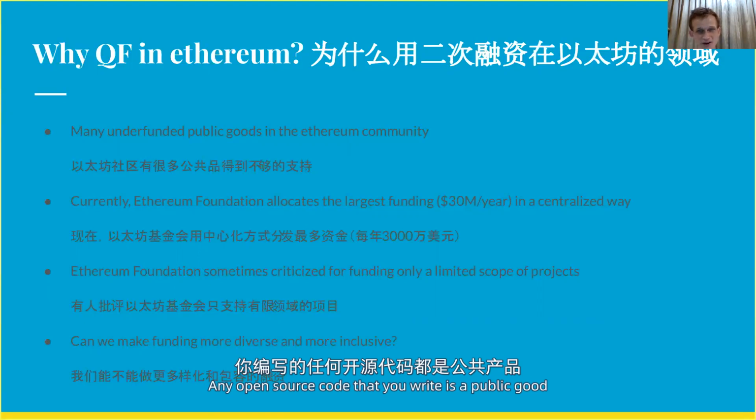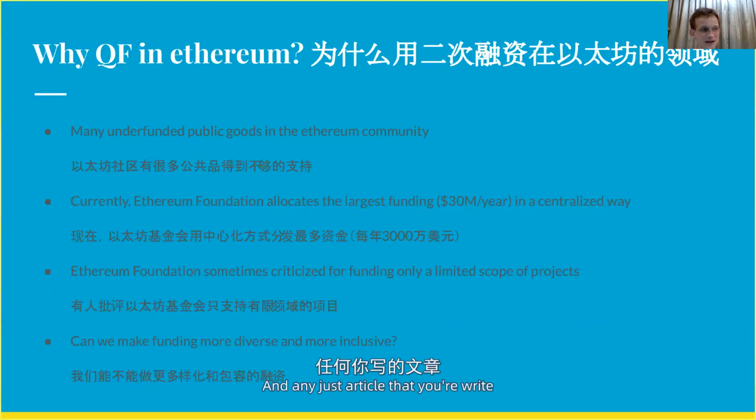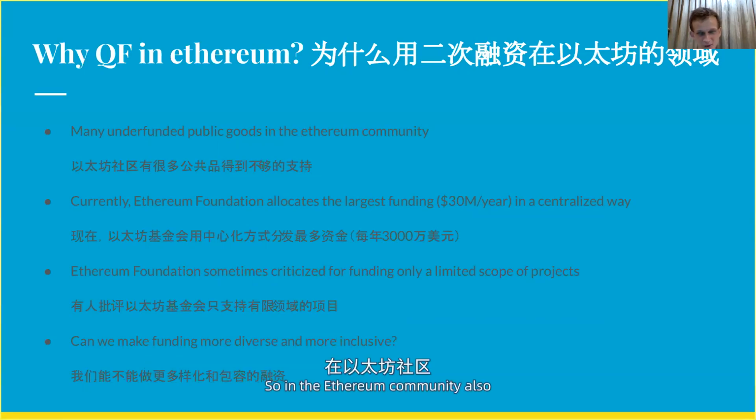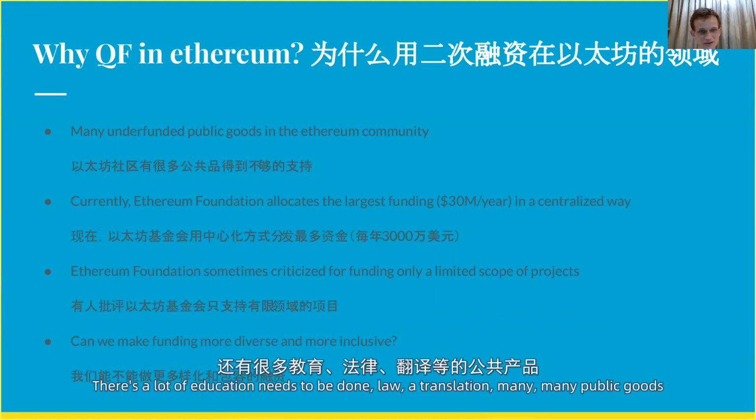Any open source code that you write is a public good. Any article that you write and openly publish is a public good. Any forum post that you write is a public good. There are a lot of people in the present and in the future who read it and might benefit from it. And so in the Ethereum community also, there's a lot of software that needs to be written, a lot of research that needs to be done, a lot of documentation that needs to be written, a lot of education and translation needed, many, many public goods.